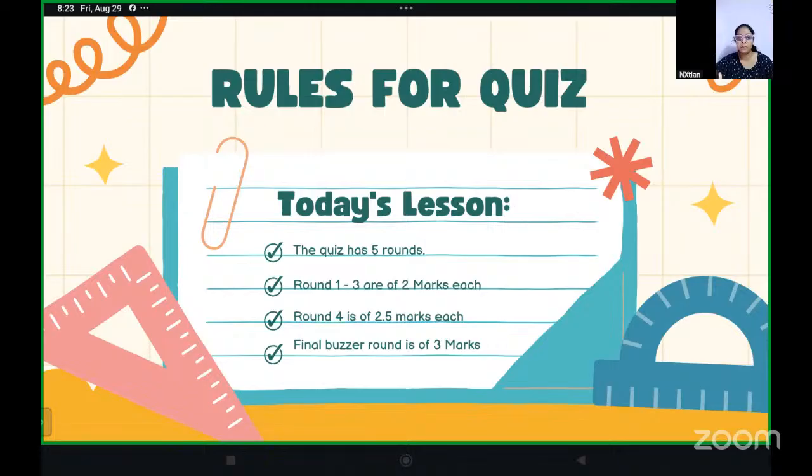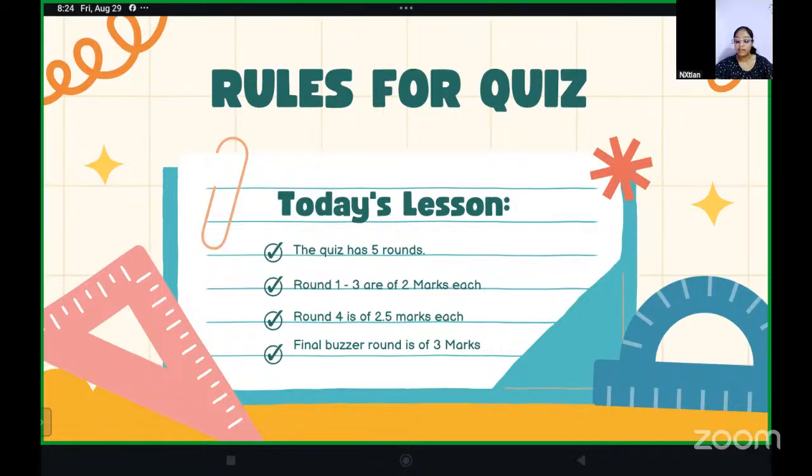Round 4 is of 2.5 marks each question. Round 4 is the bonus round. The two people who are in second and third place will get the chance to answer in the bonus round, to bring up their score, to increase their score.